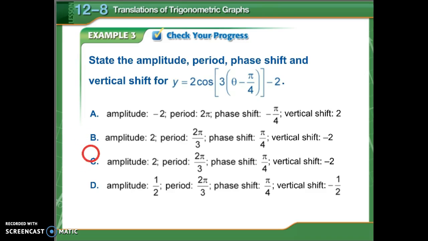Okay, our answer this time is C. The amplitude is 2. You can see that number here. The period is 2 pi over 3. You take 2 pi and divide it by this number. Our phase shift is pi over 4. You can see that here. And the vertical shift is -2. You can see that here.